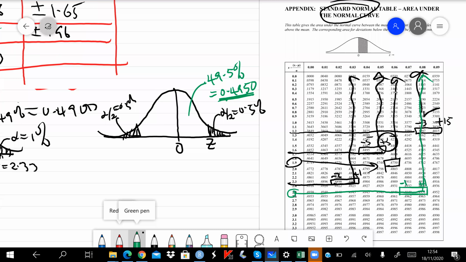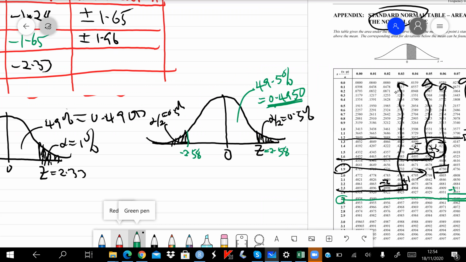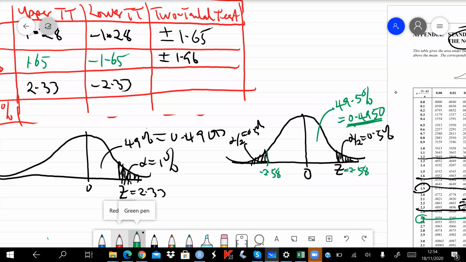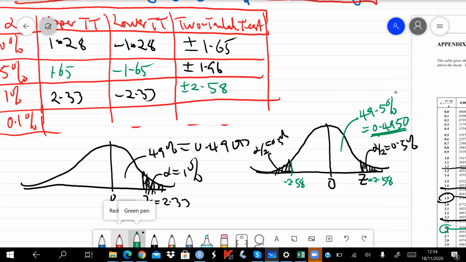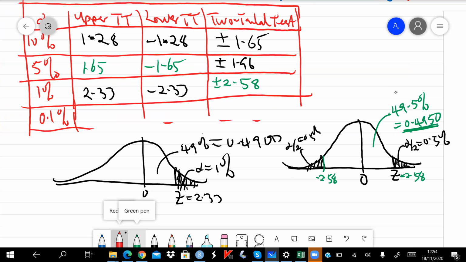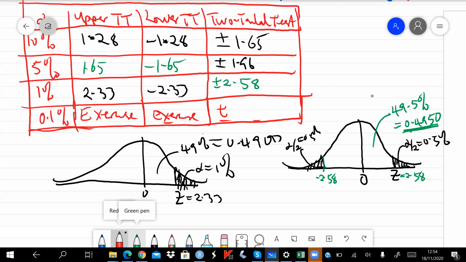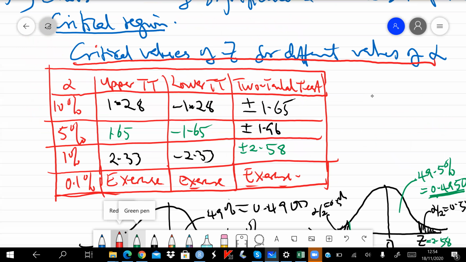So this is 2.58. And using symmetry, we say this is minus 2.58. So you'll come here and say plus minus 2.58. And I want you to try this at home. Find the critical values of Z when alpha is 0.1%. So this one is your exercise. So you try those ones. Okay. So that is step number 3.